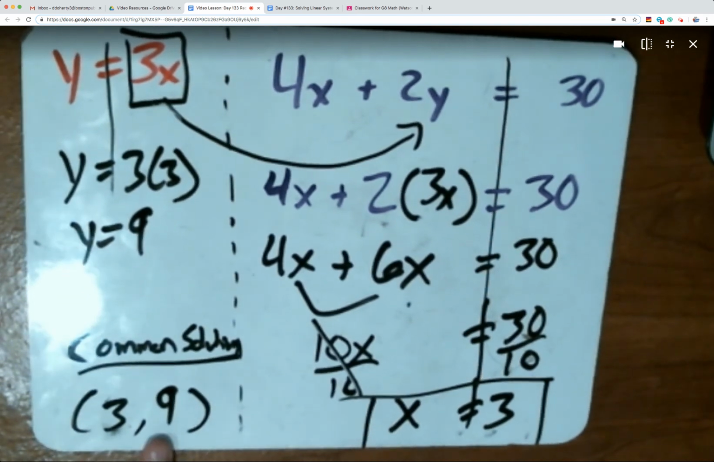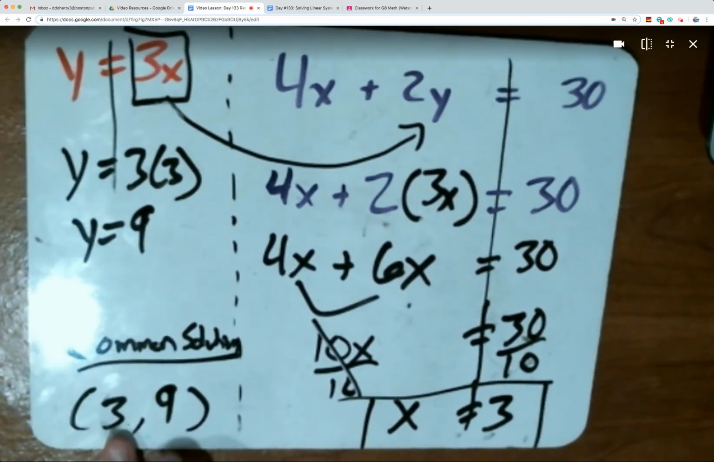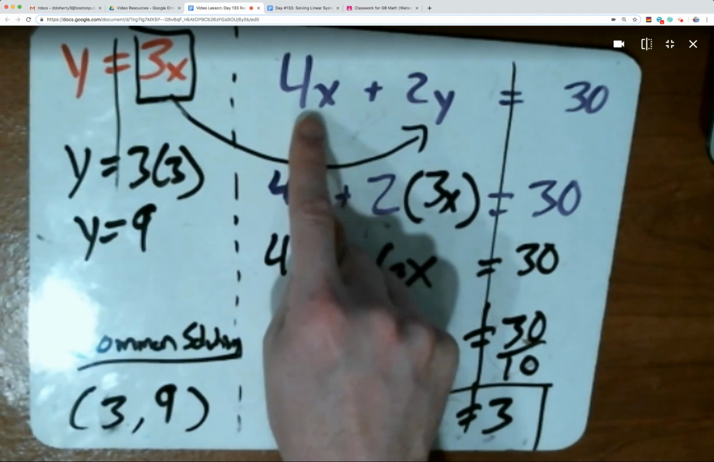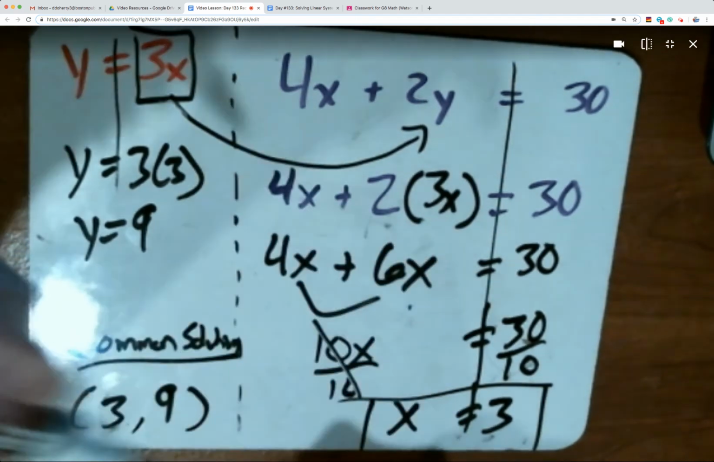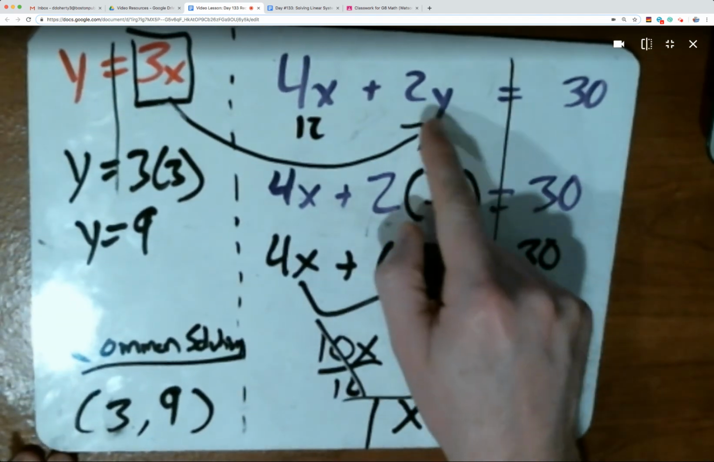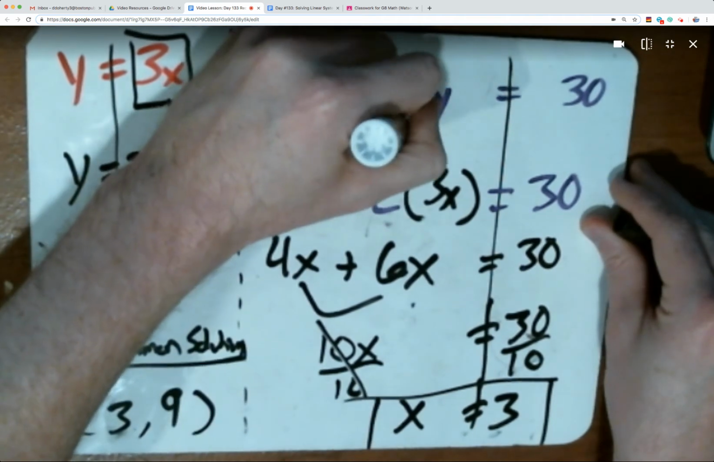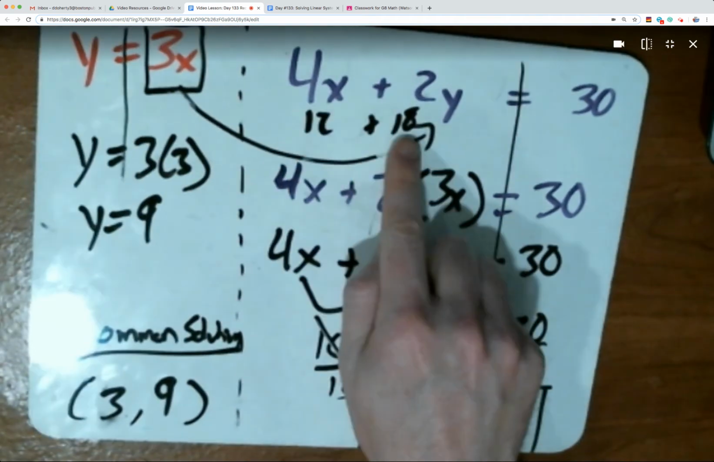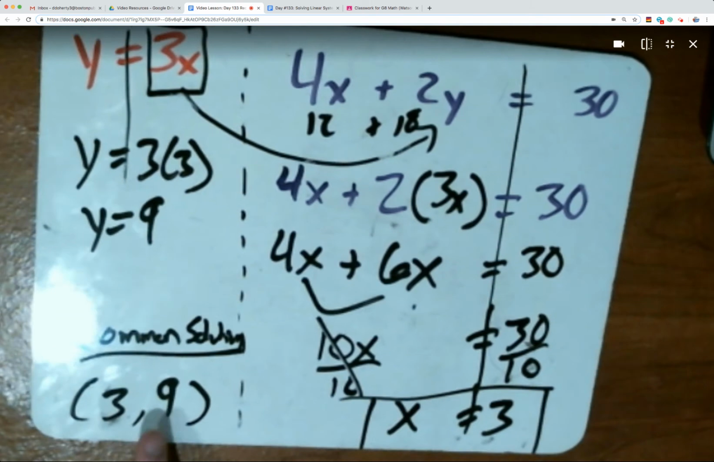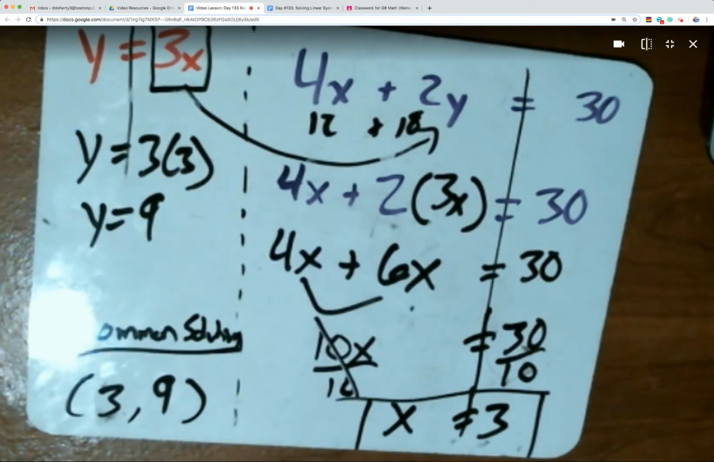If I want to confirm that this is the common solution, and we're going to show this in part B, I would plug in the 3 for x. 4 times 3 would give me 12. And I would plug in the 9 for y. 2 times 9 would give me 18. And we see 12 plus 18 really does give us 30. 3 for x, 9 for y is going to work in both of these equations.